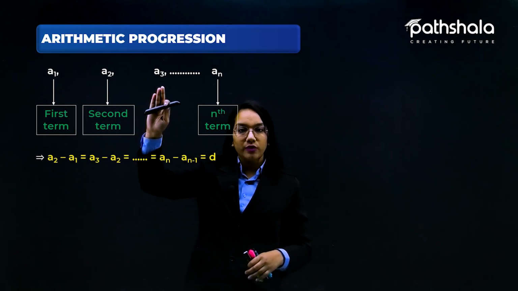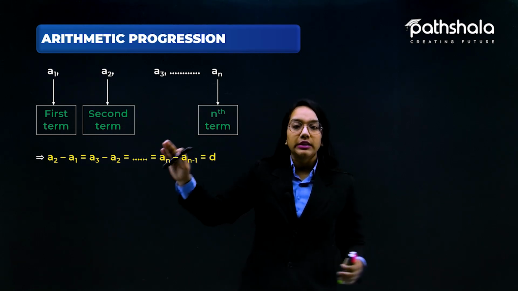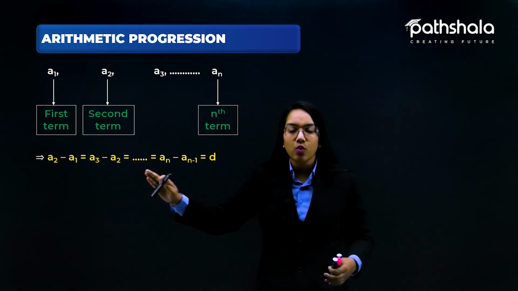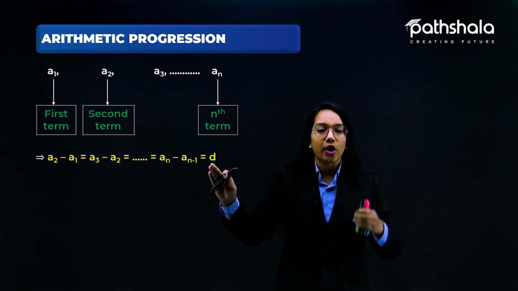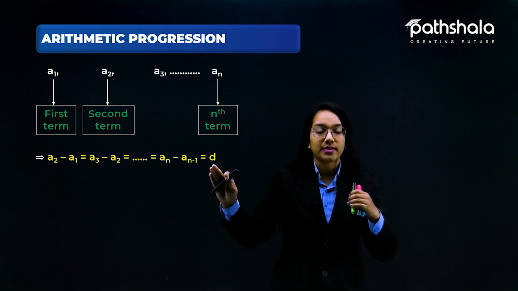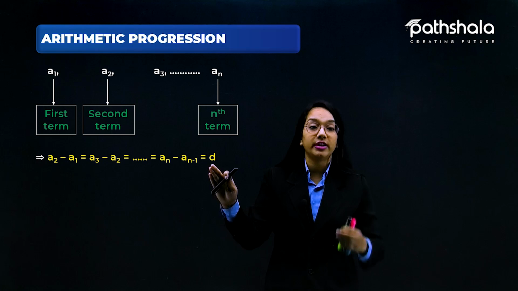If I take the difference of these two terms, or the difference of any two consecutive terms, it always comes out equal to a fixed number. That is nothing but called the common difference. So this d represents the common difference.